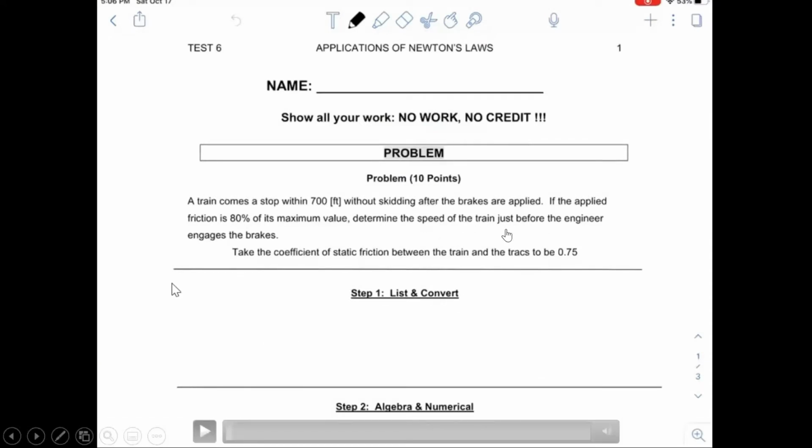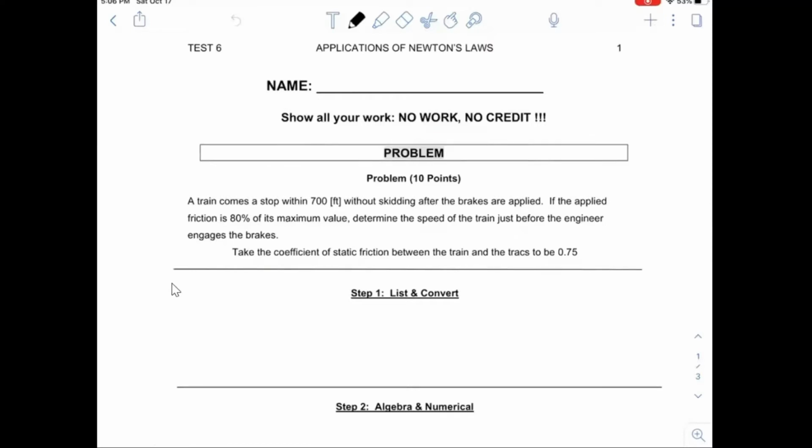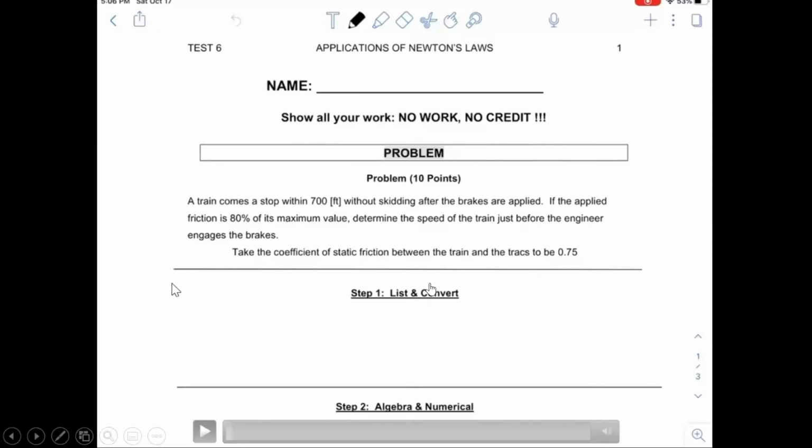It says determine the speed of the train just before the engineer engages the brakes. All right, so which means that the train is going to come to a stop without skidding at 80% of its maximum static frictional force. That's what it means. Okay, so the coefficient of static friction between the train and the tracks is going to be, this is misspelled, it's going to be 75%.